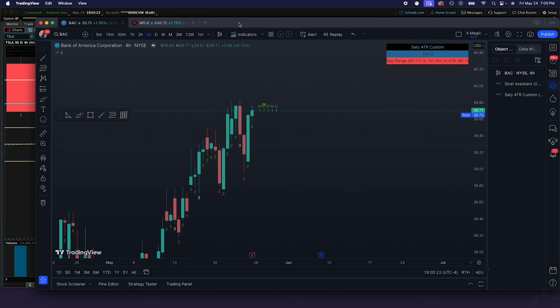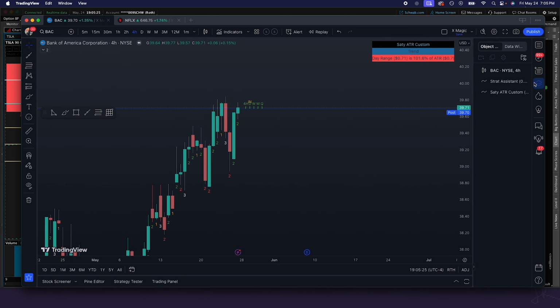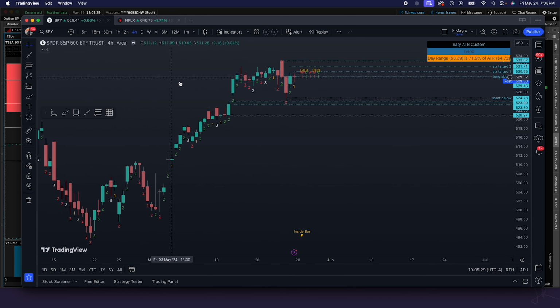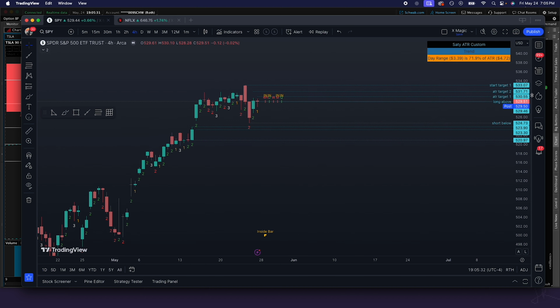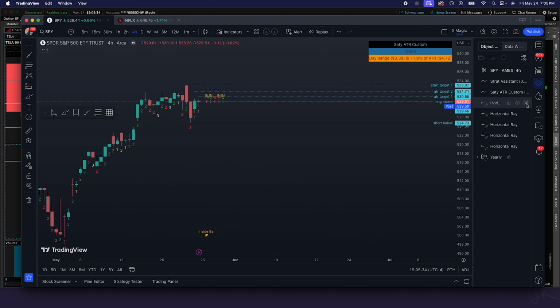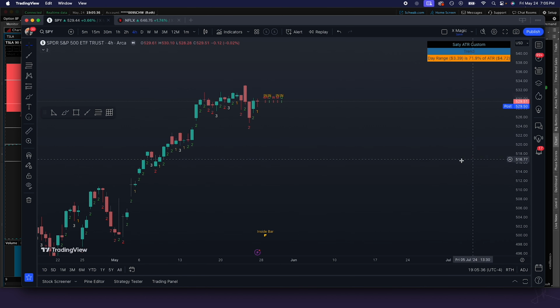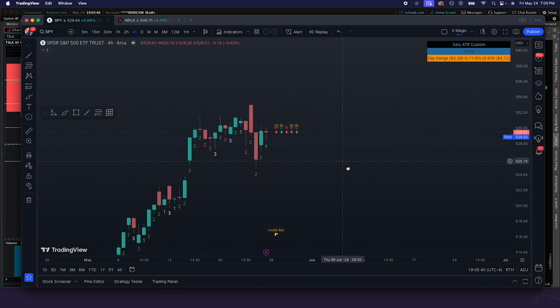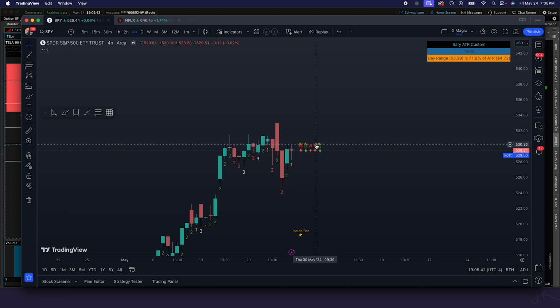Any other trades? I did do SPY too. What time frame? I was more hesitant with SPY. I did it on the 4-hour too, but I was watching it and noticed it was struggling to break 530. So I went and got out.